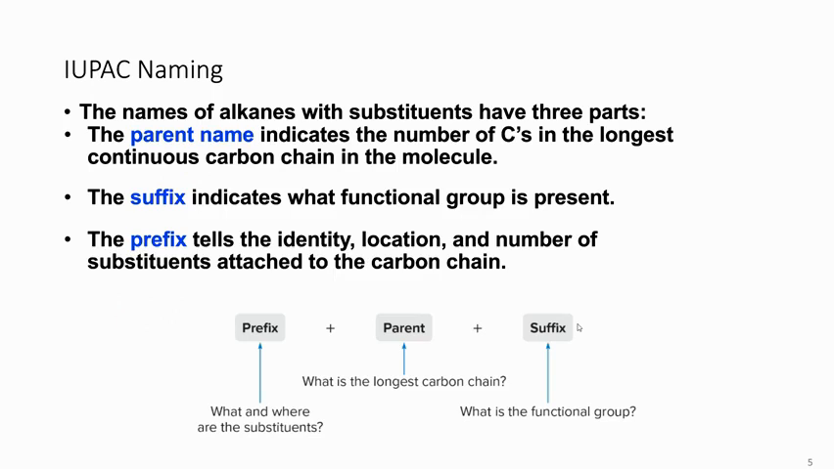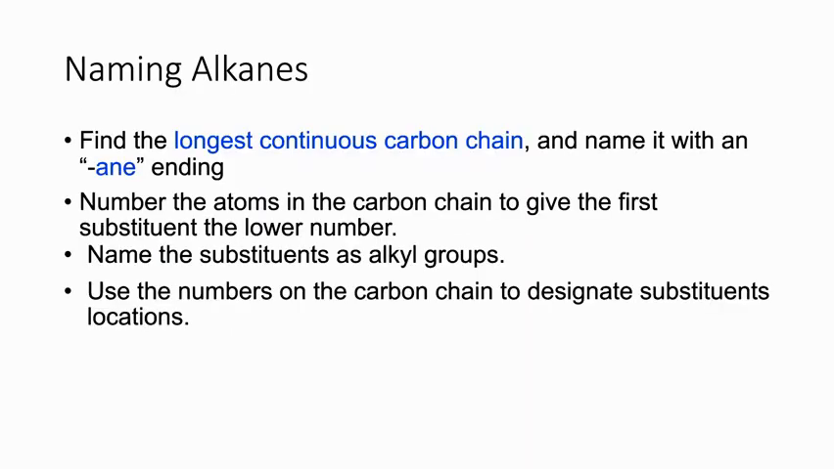Right now, in chapter 12, we will use prefixes and our parent chain, and the suffix is going to be ane, because it's only single bonds. In chapter 13, we'll look at double bonds and triple bonds, and we'll change the suffix. But right now, our suffix is ane. All right, and we're going to continue with our rules.